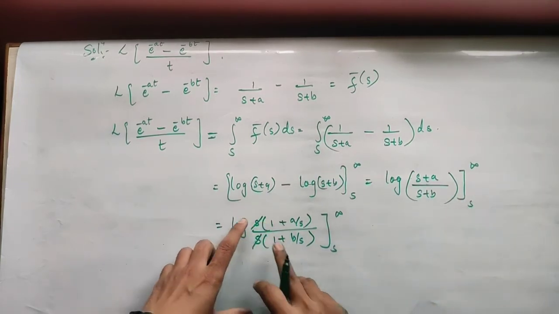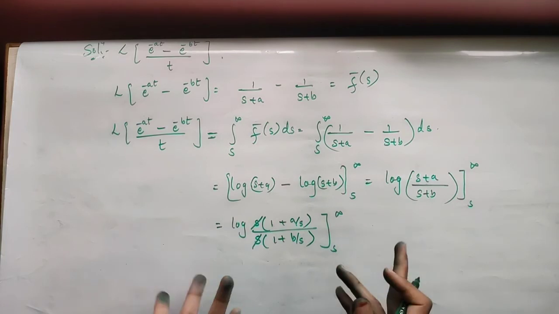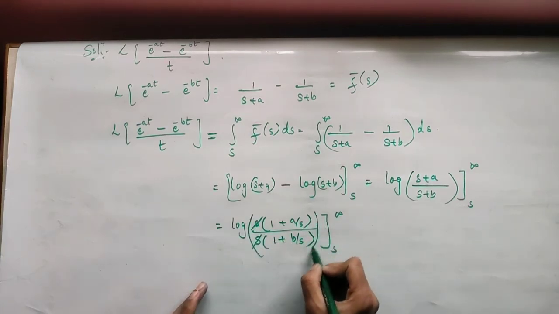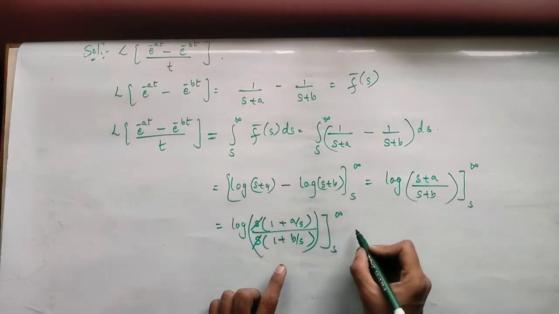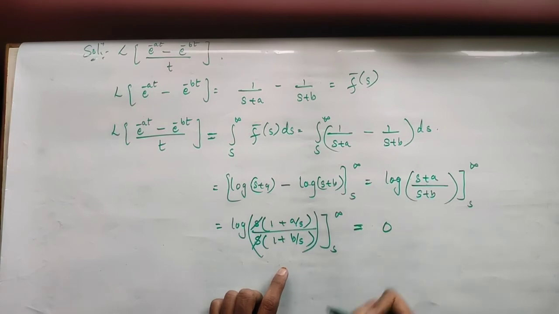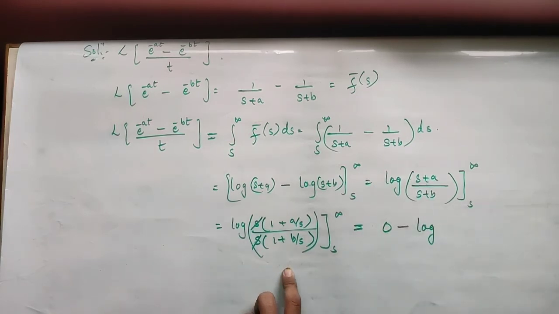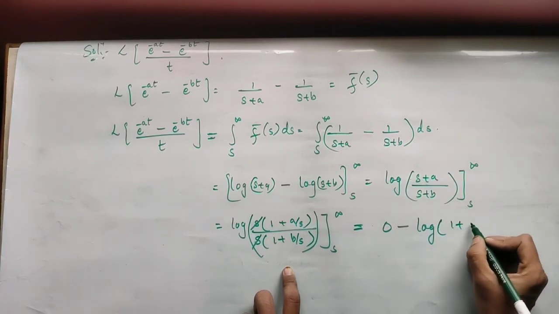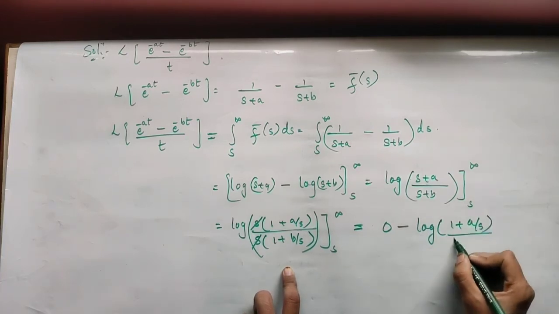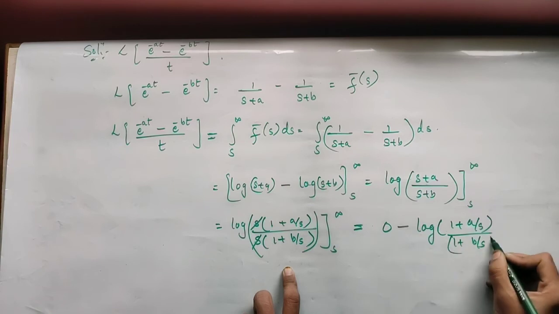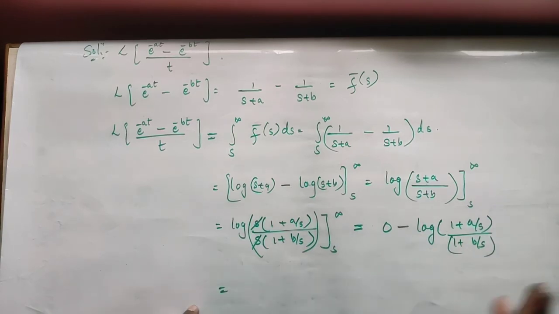So it becomes log of 1 divided by 1, which is log 1, right? So log 1 is 0, means upper limit is 0, minus the lower limit. You are putting s as s only. There is no change in the value for s. So you get s as s only there.